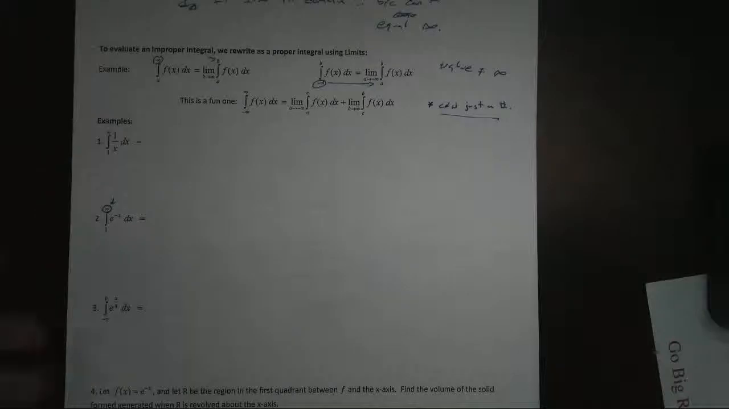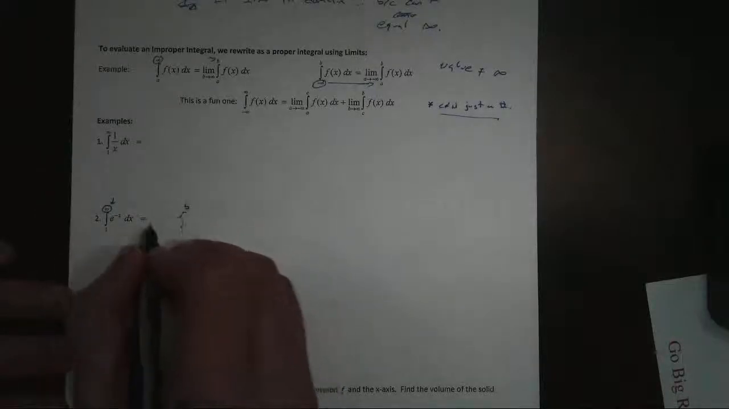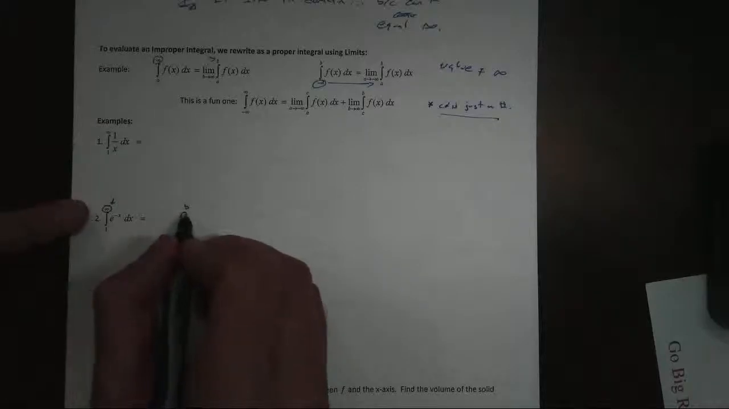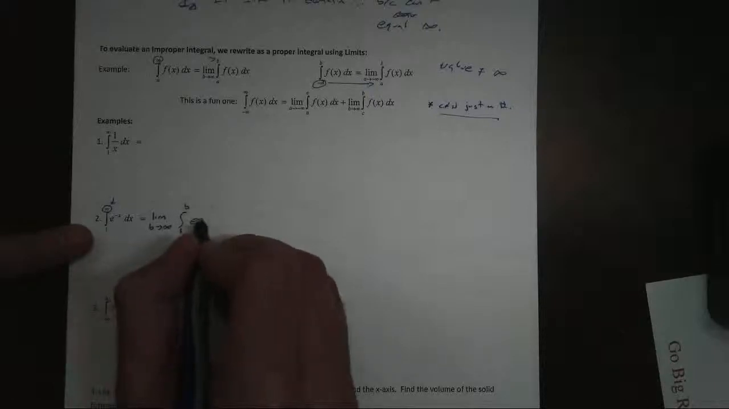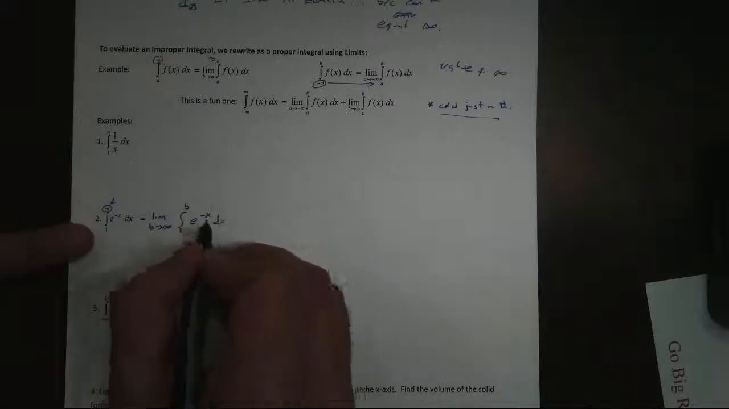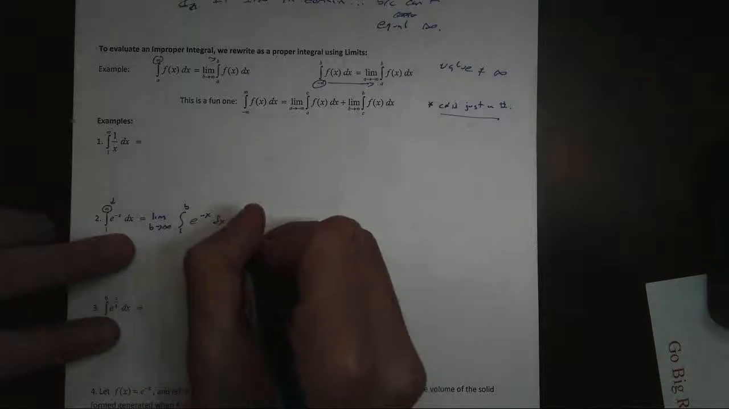If I want to set this integral up, remember, I can't have this infinity. That's my problem. It's improper. So I'm going to rewrite it by calling that b. And I still want it to go to infinity, so that's where the limits come into play. So we say the limit as b goes to infinity of the integral from 1 to b of e to the negative x dx. Now it's proper, and I can solve this one.